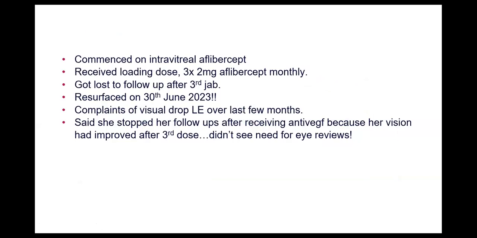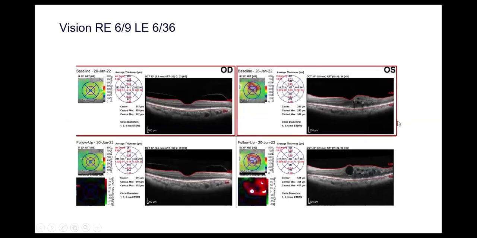She got 3 doses, efficacy is not in doubt, then got lost after the 3rd jab. Resurfaced a year later. Remember that was early 2022, she came back June 2023, complaining of visual drop over a couple of months. Remember, these are a couple of months, not a week, not 2 weeks. She stopped her follow-ups after receiving anti-VEGF because her vision had improved after the 3rd dose of aflibercept and she didn't see the need for a review. She continued doing whatever she does. So this is where we are now, ladies and gentlemen. This is January 2022. This is 30th June 2023. You even have a big cyst there.